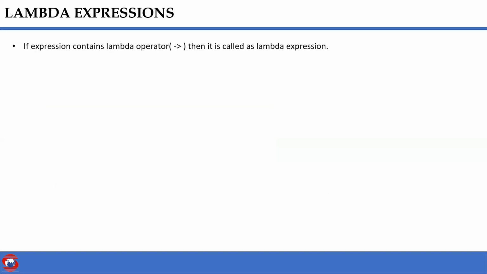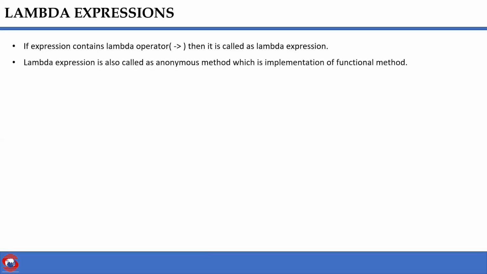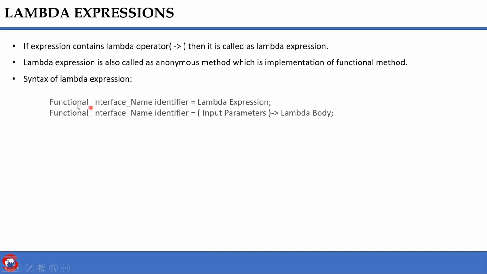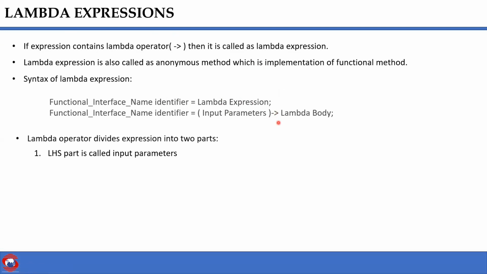If an expression contains the lambda operator, then it is called a lambda expression. A lambda expression is called an anonymous method, which is the implementation of a functional method. The syntax for lambda expression is as follows. Here, functional interface name, identifier, nothing but reference name, and lambda expression. And the lambda expression itself divides into two parts because of the lambda operator. The LHS part is input parameters and the RHS part is lambda body.